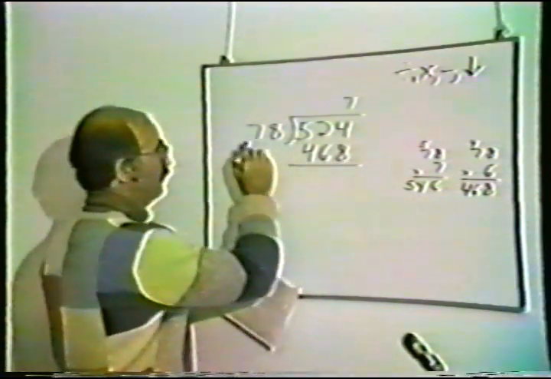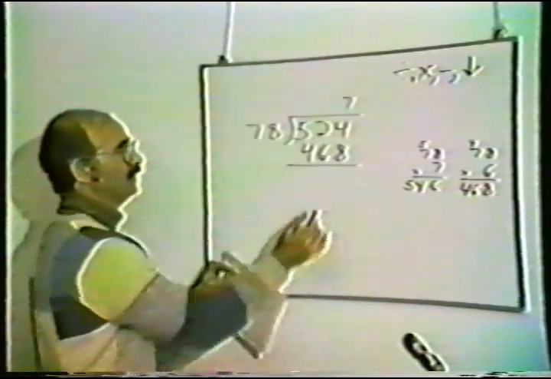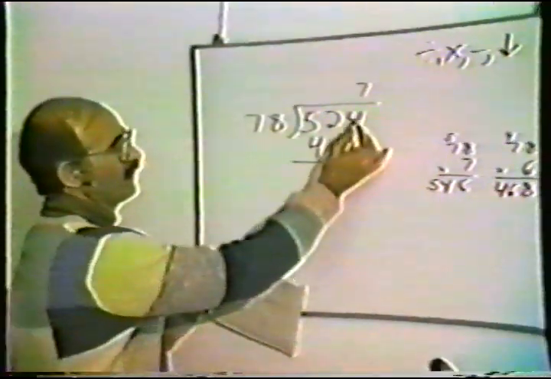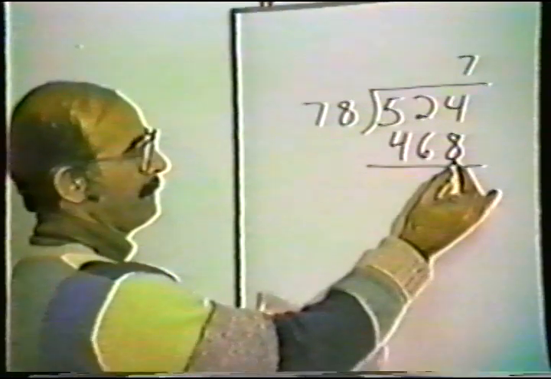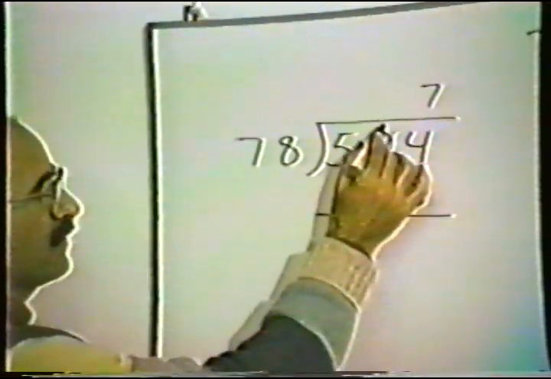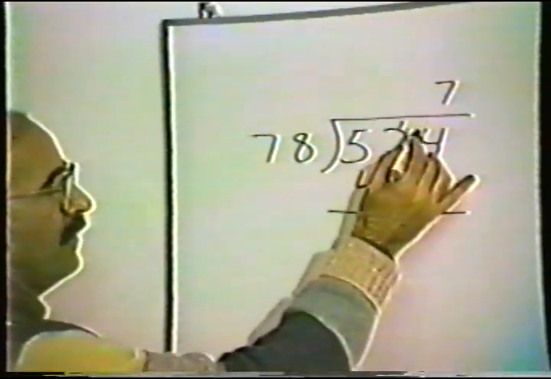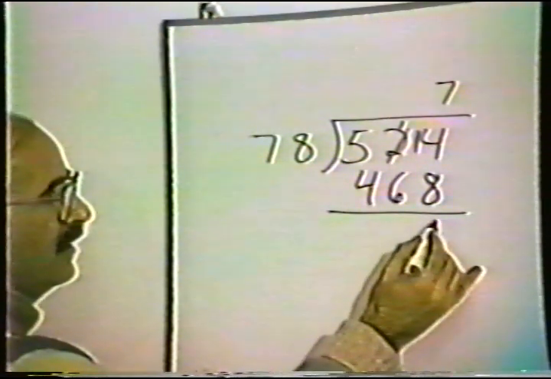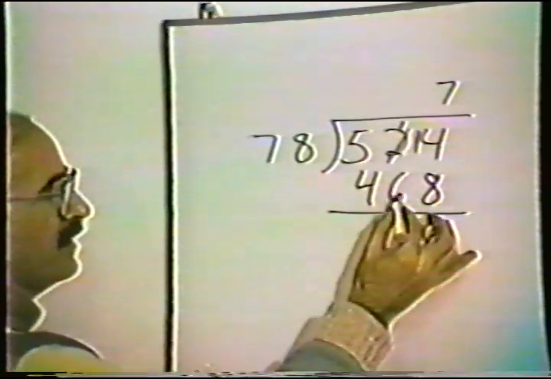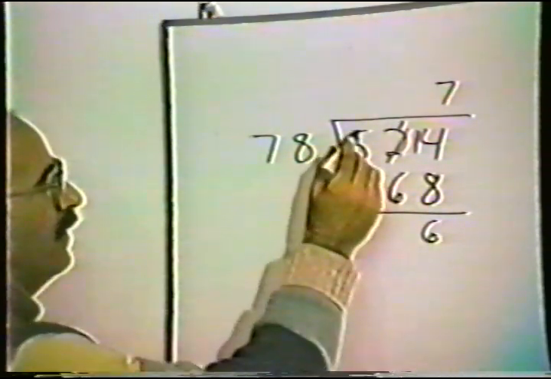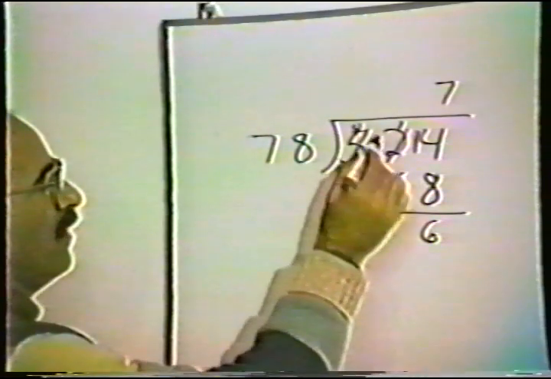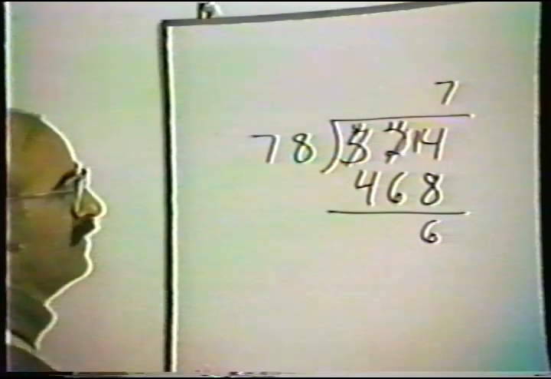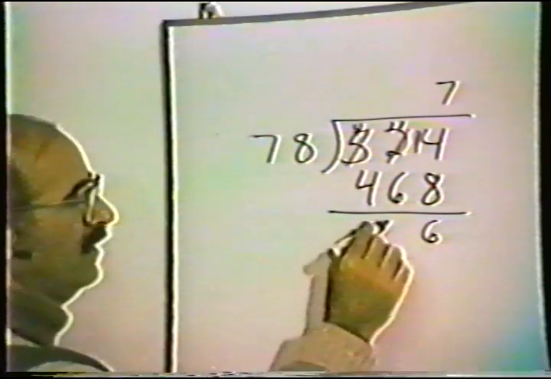We have divided, we have multiplied, and now we need to subtract. 4 take away 8. Can't do. The 2 becomes a 1 for the 4 to become a 14. 14 take away 8 is 6. 1 take away 6. Can't do. The 5 becomes a 4 for the 1 to become an 11. 11 take away 6 is 5.